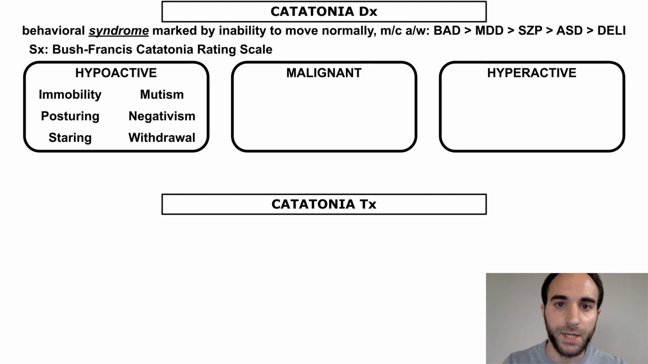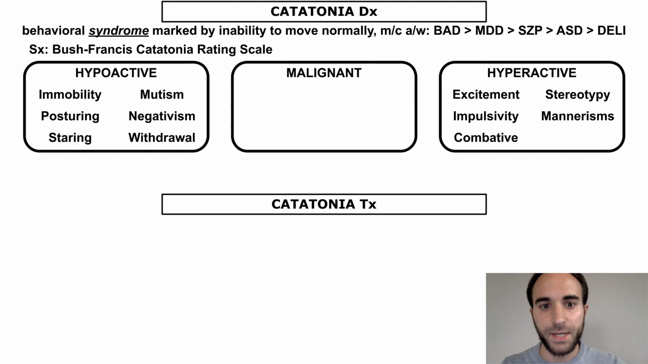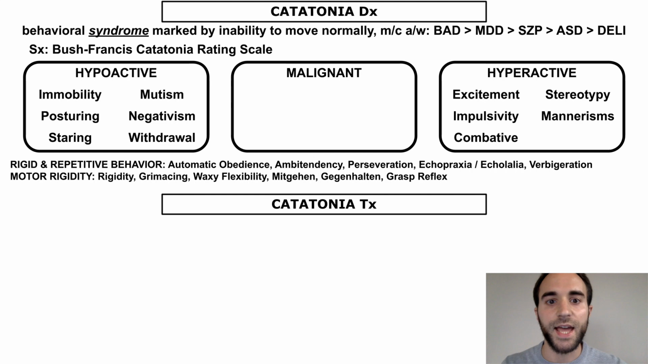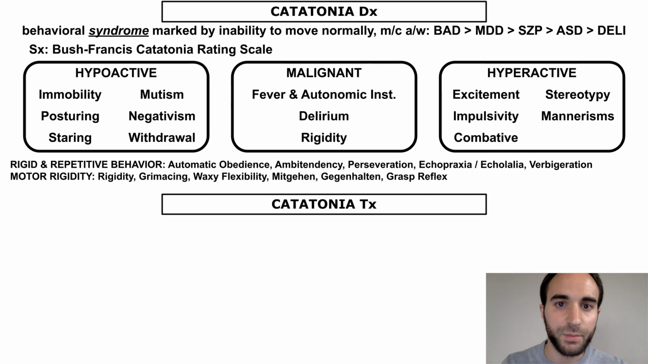The hypoactive subtype of catatonia involves immobility, posturing, staring, mutism, negativism, and withdrawal. The hyperactive subtype involves excitement, impulsivity, combativeness, stereotypy, and mannerisms. Additional symptoms that can be seen in any form of catatonia fit into two categories: rigid and repetitive behaviors, and motor rigidity. Any form of catatonia can progress to the severe and life-threatening malignant subtype, which involves fever, autonomic instability, delirium, and severe muscular rigidity.